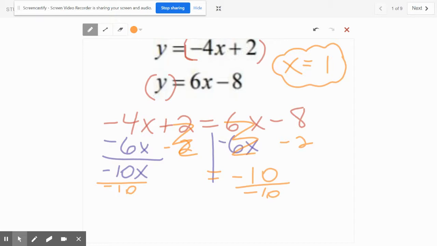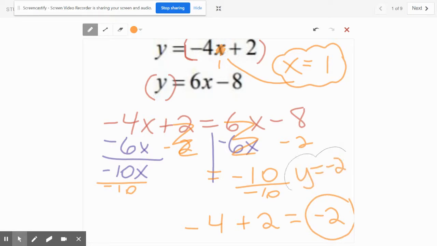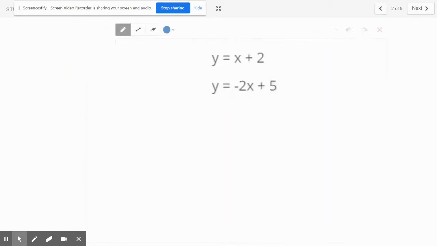Now plug it back in to the problem. You're going to cross out x and put positive 1. What's negative 4 times 1, right? Just negative 4 plus 2. Negative 4 plus 2 equals negative 2. So y equals negative 2. If you didn't see how that happened, you plug in your x for what you know x is. All right? Cool. Next question.